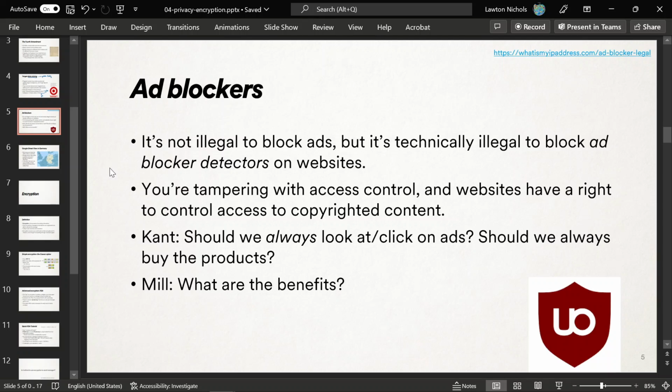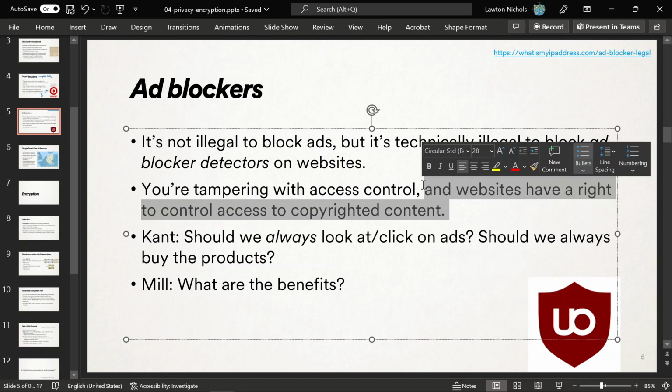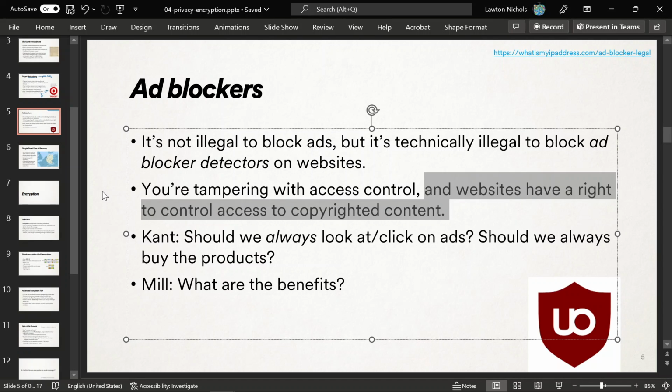You've probably been to a site and they said, oh, please turn your ad blocker off. We have detected that you have one. And the reason they're not just showing you the article without any ads, the reason your ad blocker is not blocking that detector of the blocker, is because of this, which is fun. So yeah, websites have a right to control access to the copyrighted content that they produce, sadly. And so then maybe you're kind of forced to use that website with ads because of it.